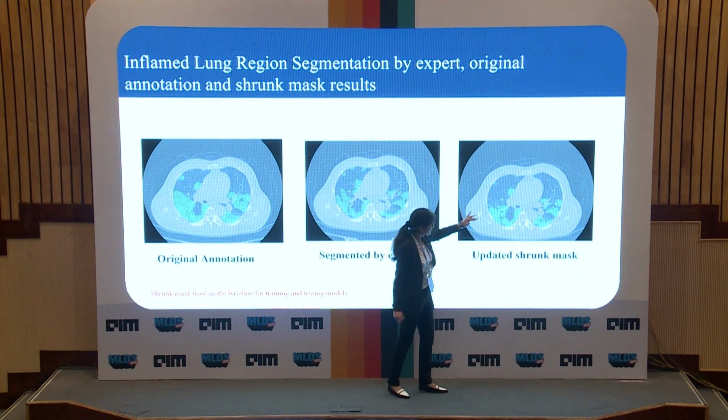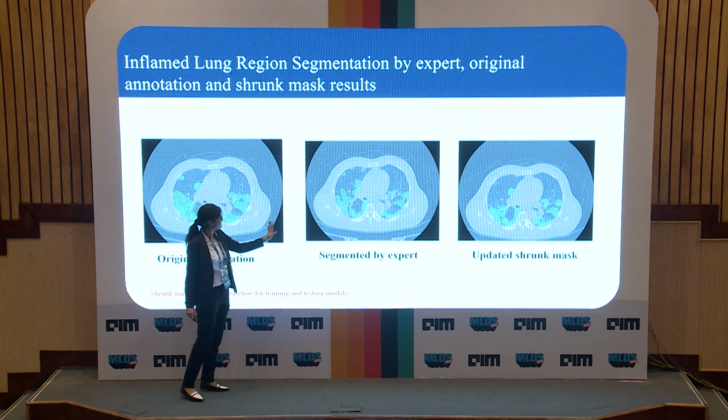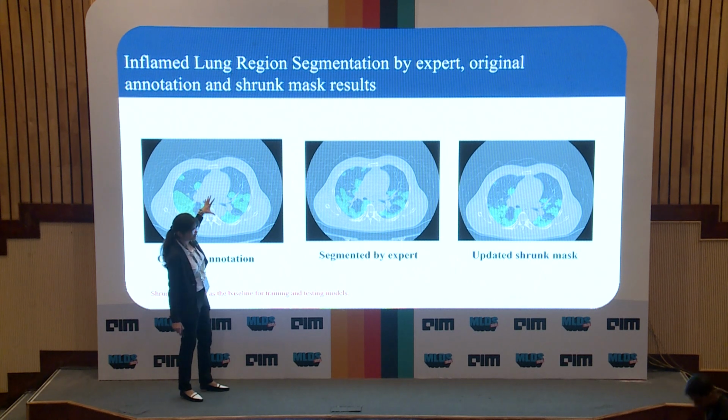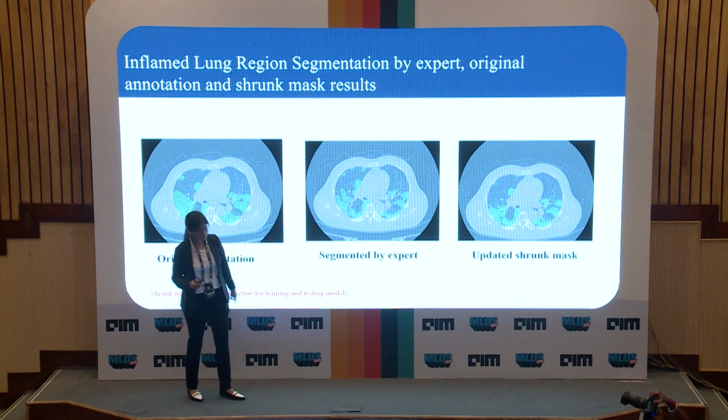So we did data pre-processing, and for model training, we have used this shrunk mask, not the original mask, because when you get the original images, they are quite huge. This portion is quite huge. You can see the infected portion. We need to shrink it first, and then we have to train the model.